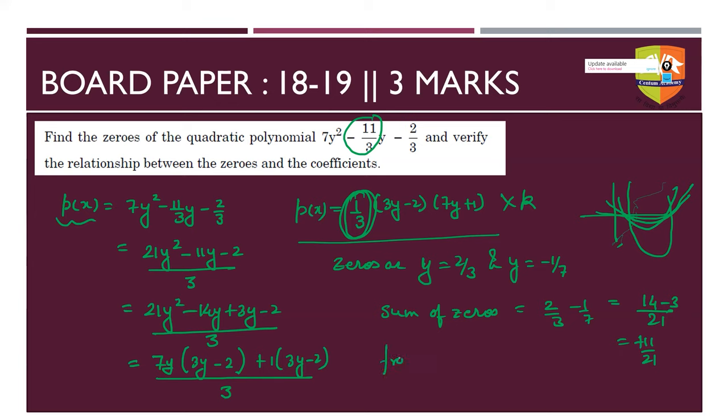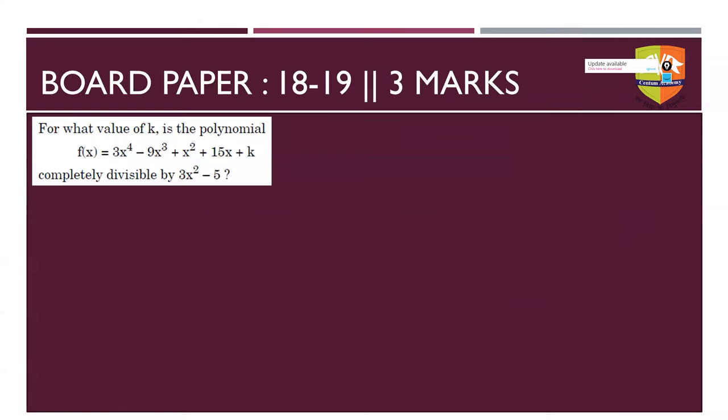And the product of zeros is how much? 2 by 3 into minus 1 upon 7. It is minus 2 upon 21, which is true because c by a is minus 2 by 3 by 7, which is equal to minus 2 by 21. Verified.